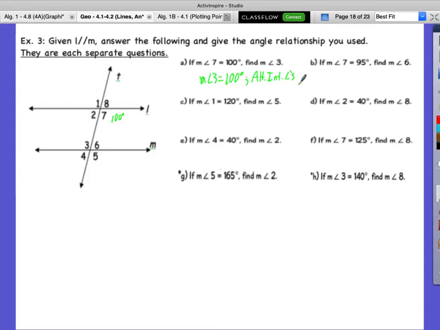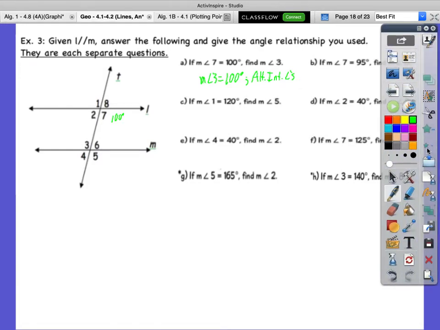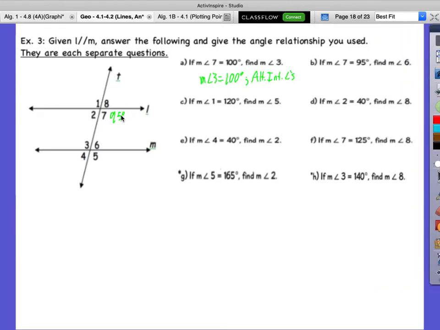You're wrong. Now if we look on letter B, if measure of angle 7 is 95 degrees, the measure of angle 7 changed. They change, and that's okay. These are separate problems. So now let's say measure of angle 7 is 95 degrees. Can we find the measure of angle 6?